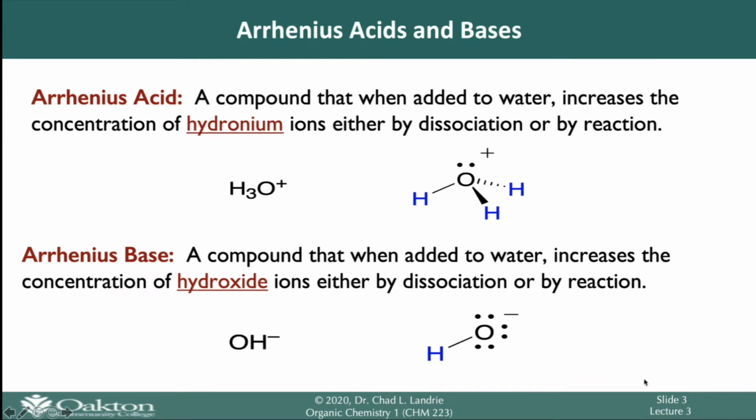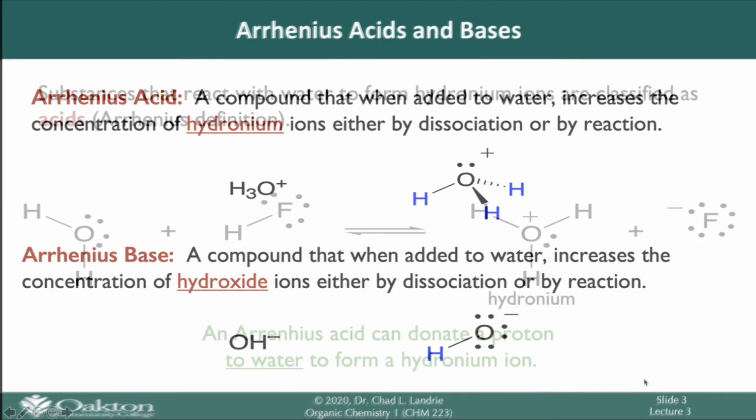The Arrhenius definition depends on a substance's behavior in water. Anything when added to water that produces hydronium ions is called an Arrhenius acid. And any compound that when added to water produces hydroxide ions is called an Arrhenius base. And so water is the key here, the behavior in water. Without water, we can't define an Arrhenius acid or base.